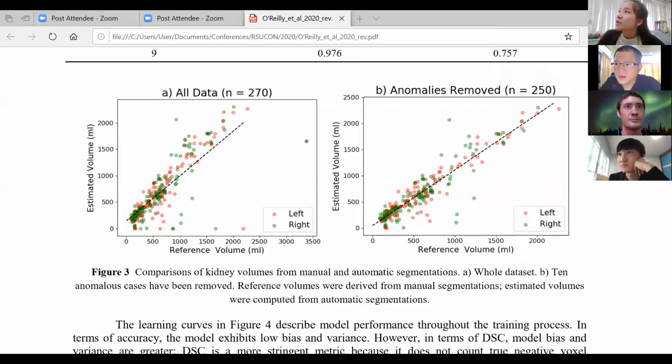Okay, so the next question is from Professor On Chin Sen. He asks, may he know if this technique can only be used to detect the volume? What is the limitation?